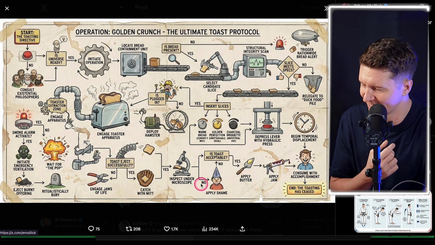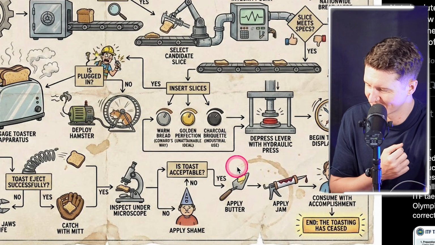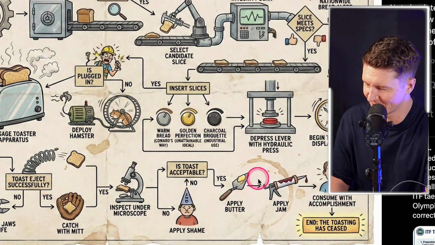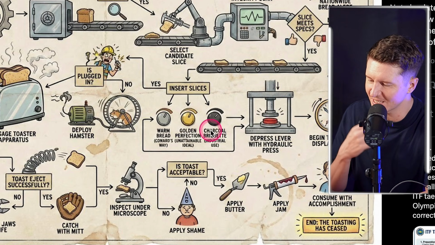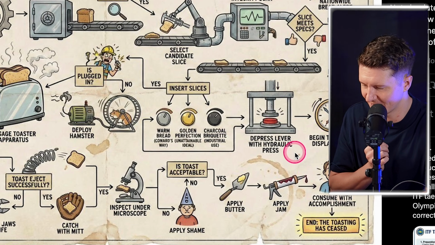I particularly like this. Is the toast acceptable? No. Apply shame. This is great. Yes, apply butter with a trowel. It's absolutely remarkable. Even these just slight humorous elements of applying butter with a trowel or applying jam with a silicone gun. Now, if you're a visual learner, this can be a fabulous way to generate highly useful pieces of information to understand complex concepts.